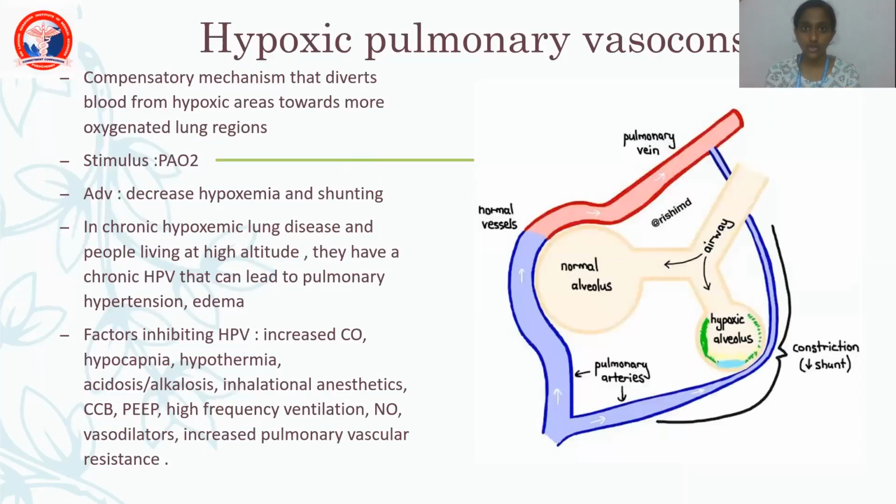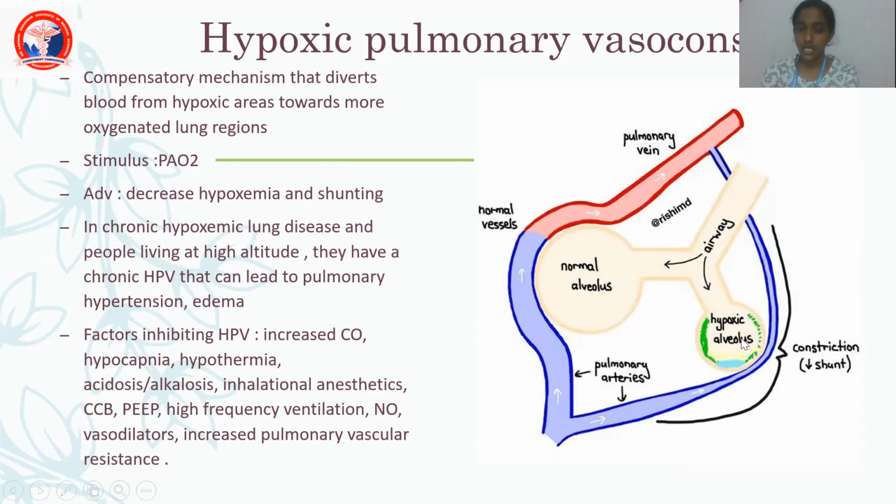So as I already said, hypoxia will lead to vasodilation in all the areas except the lung, where it leads to vasoconstriction. So it's a hypoxic pulmonary vasoconstriction. It's actually a very safe mechanism. It's a compensatory mechanism that diverts blood from hypoxic areas towards the more oxygenated areas. So you can see in this picture.